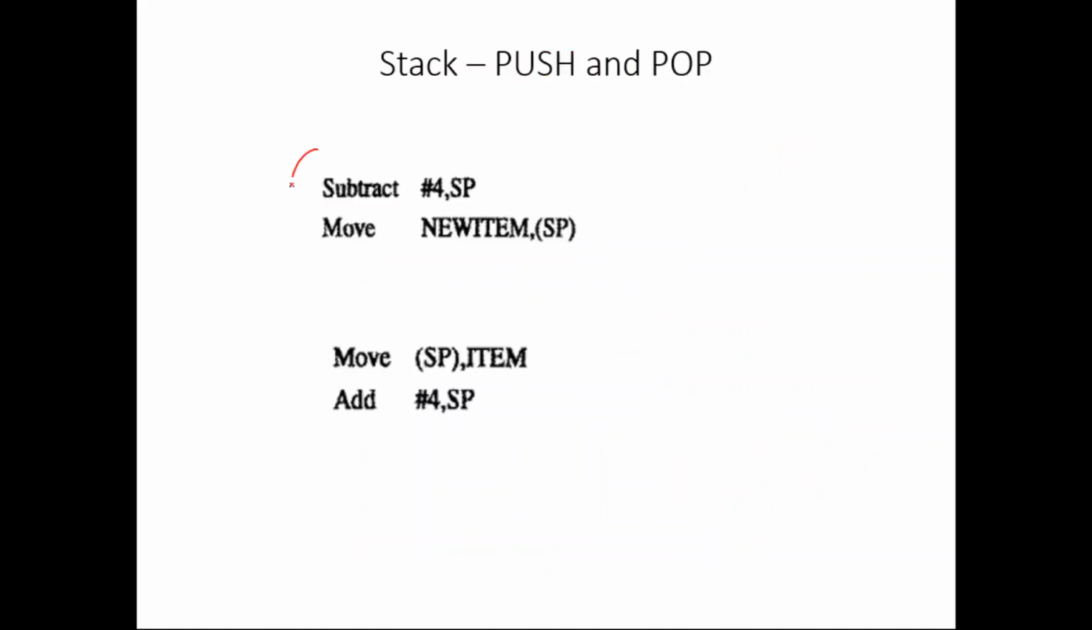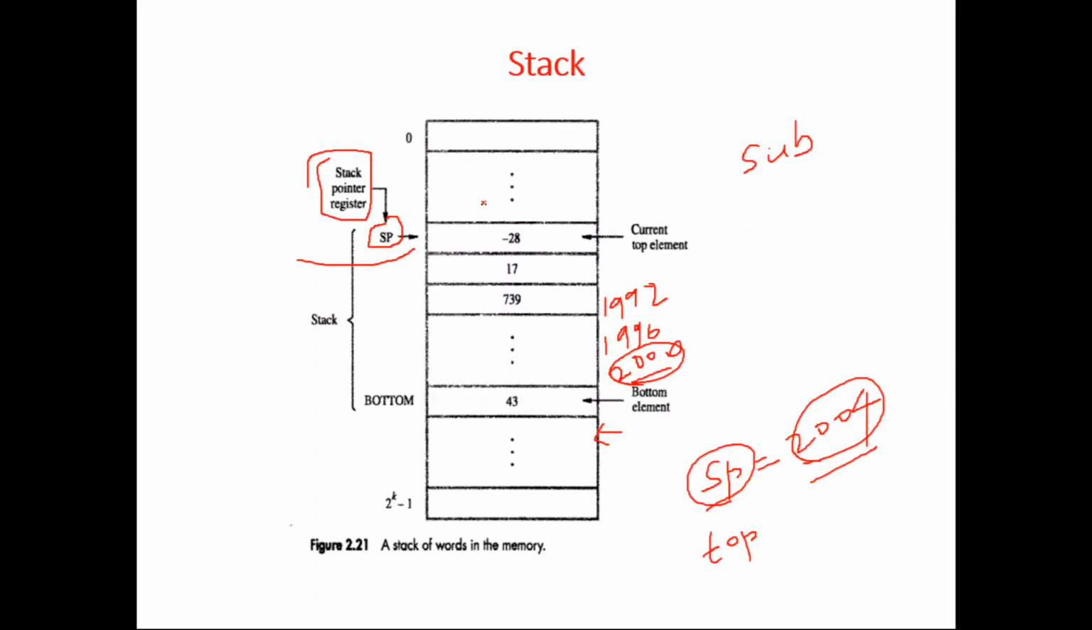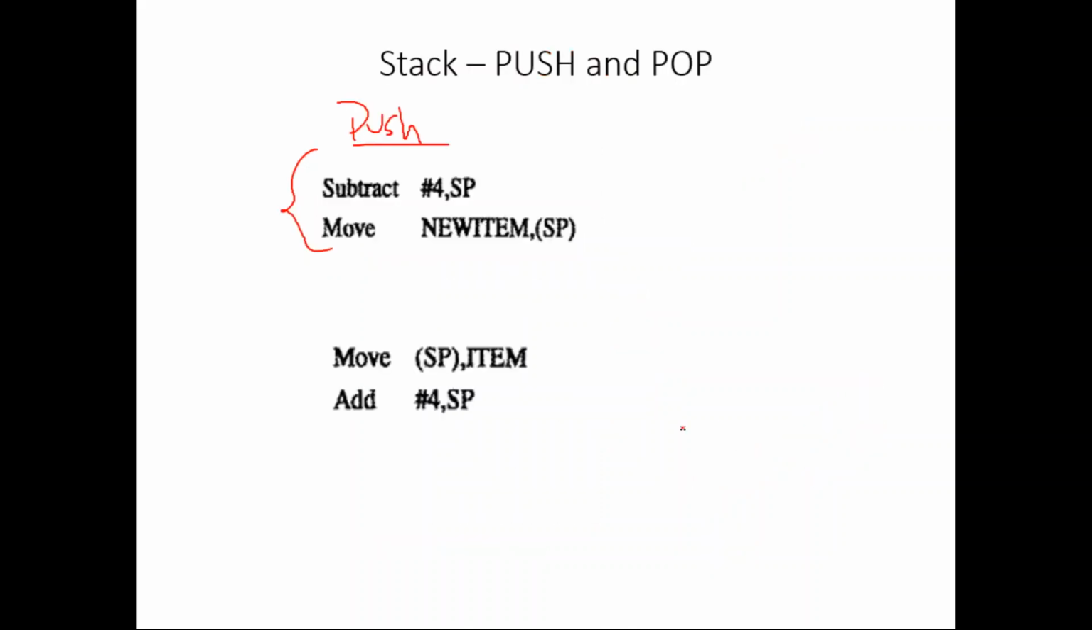So see this code for push. What does it say? It says subtract #4, SP. Hash 4 means it's immediate data. It is saying to subtract 4 from SP. If previously SP is 2004, which represents that the stack is empty, then after doing this it will be 2004 minus 4, which is nothing but 2000. So now the stack is pointing to location 2000, which is the bottommost location of the stack.